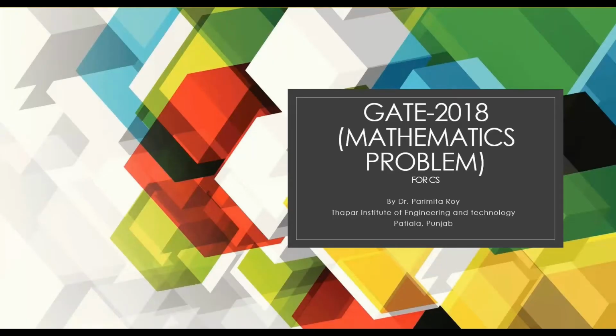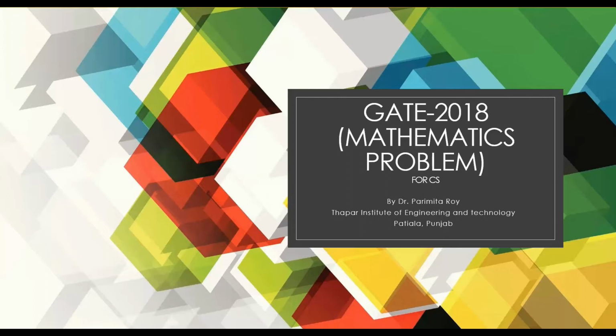The GATE examination is the Graduate Aptitude Test in Engineering. This exam is conducted mainly for taking admissions into master's programs, and it is also useful for getting jobs in some public sector companies. GATE is jointly conducted by the Indian Institute of Science and 7 different IITs.